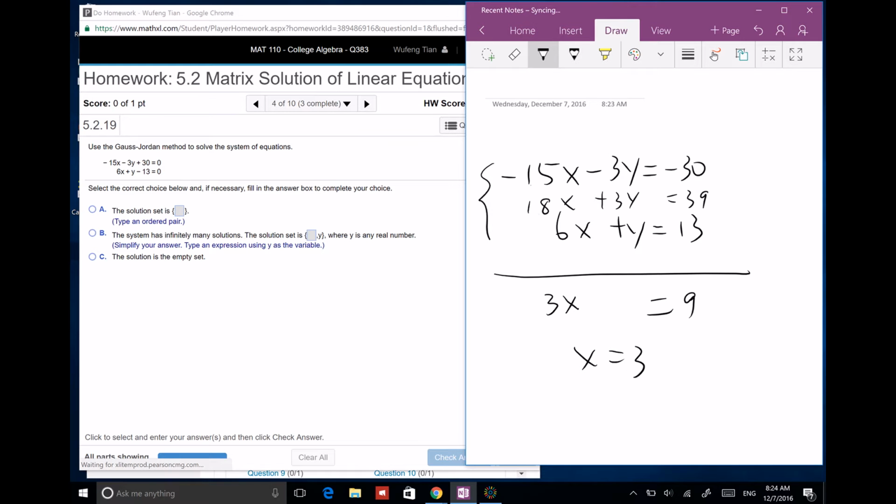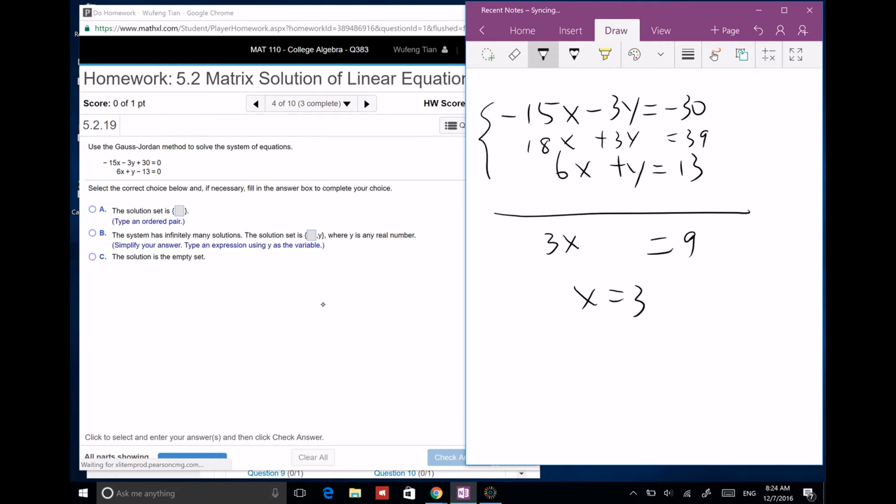Plug x into the formula, into either one of them. So this is negative 45 minus 3y equals negative 30. So negative 3y equals 45 minus 30, 15. Y equals negative 5. 3, negative 5.